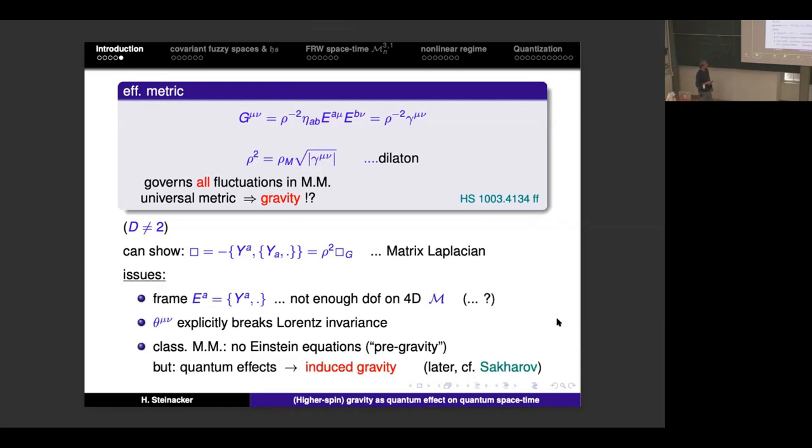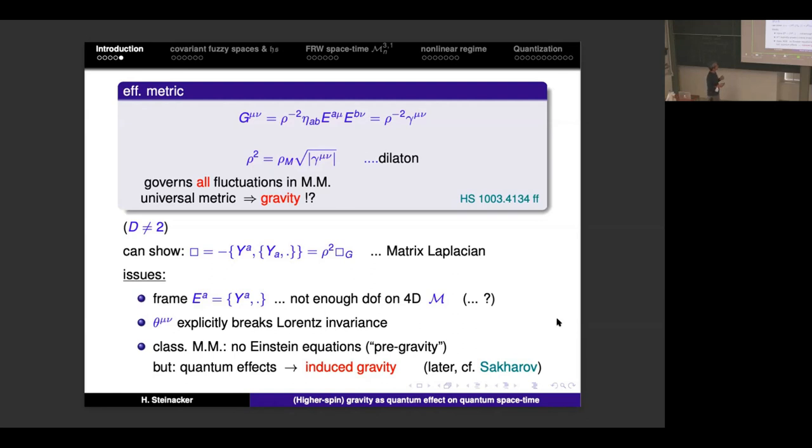The first issue is that if I'm in a four-dimensional matrix model, then of course this frame doesn't have enough degrees of freedom to describe the most general four-dimensional metric. Now, that is actually debatable, because you can make the embedding of the matrices of the brane dynamical, and then you get an induced metric from 10 dimensions, and you would have enough degrees of freedom. But I don't think this is the right way of thinking of it. We'll have a different solution to this issue, and that will be the next slide.